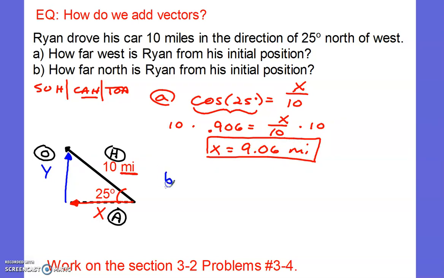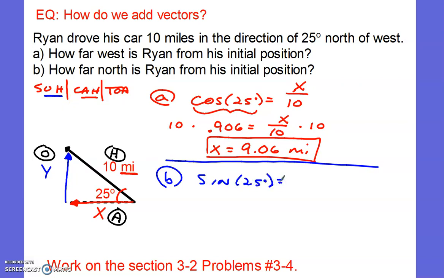For part B, I'm going to solve for the opposite side. And again, I have my hypotenuse. Therefore, I'm going to use sine, opposite and hypotenuse. Sine of my angle, which is 25 degrees, is equal to my opposite, which is y, divided by my hypotenuse, which is 10.